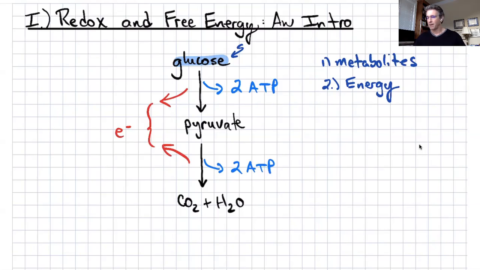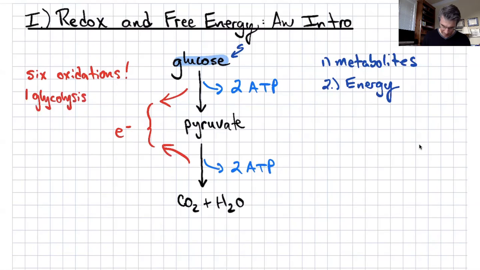Remember, we've got 6 oxidation steps that take place in the course of going all the way through glycolysis and the TCA cycle, right? There's 6 oxidations, if you recall. We've got 1 in glycolysis at the glyceraldehyde-3-phosphate dehydrogenase reaction, right? We've got another one in the pyruvate dehydrogenase complex reaction, right? And then we've got 4 oxidations in the TCA cycle.